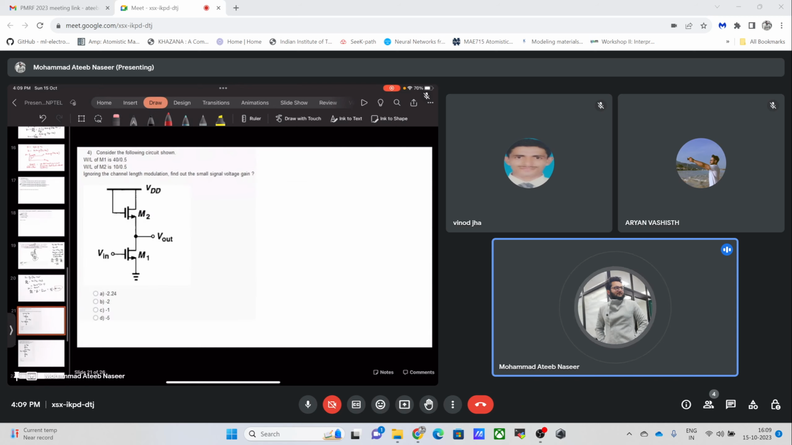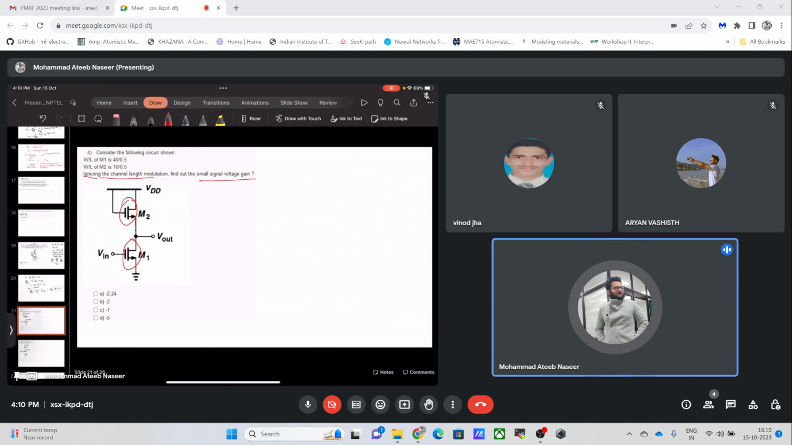Now another problem which is associated with this MOSFET M1 and M2, both are NFETs, as is evident from this schematic in this picture. This is NFET, this is also NFET, and what we have to do is first ignore the channel length modulation, and find out the small signal voltage gain.